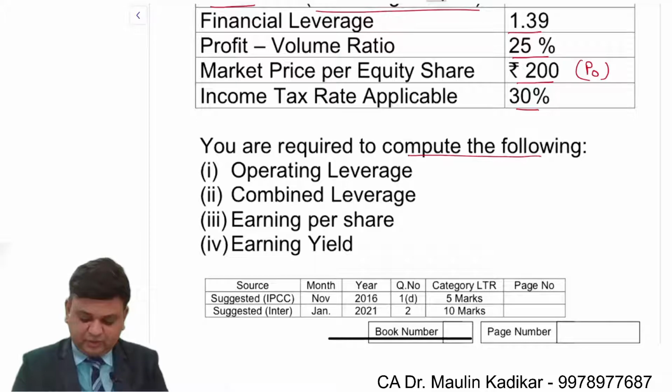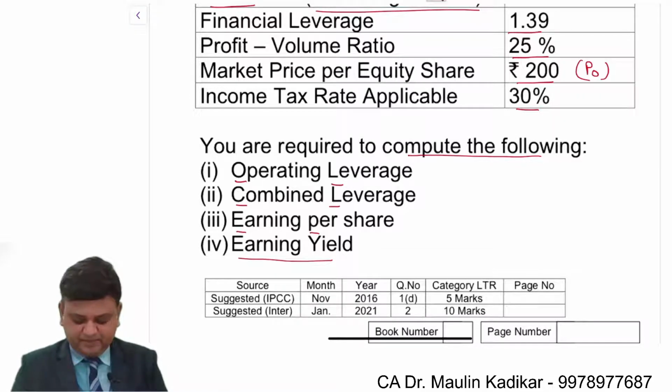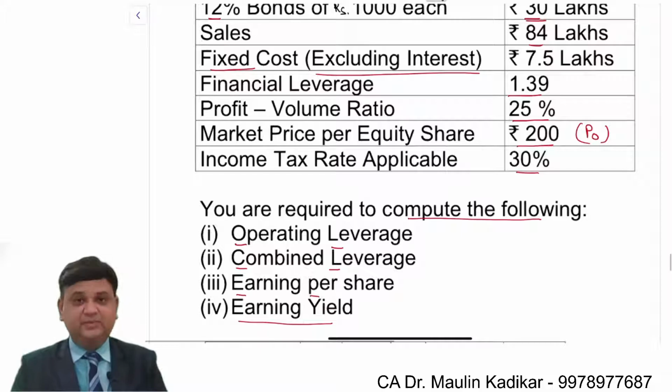You are required to compute the following: operating leverage, combined leverage, earning per share and earning yield. That is the way the four questions are provided to us. I want you to calculate answer of the first question and second question on your own. Only the first and second one.